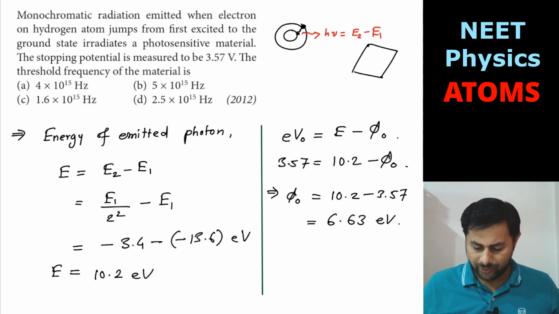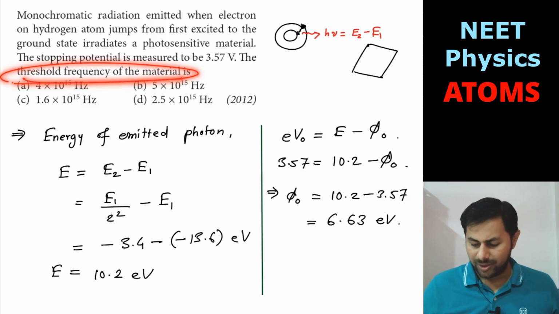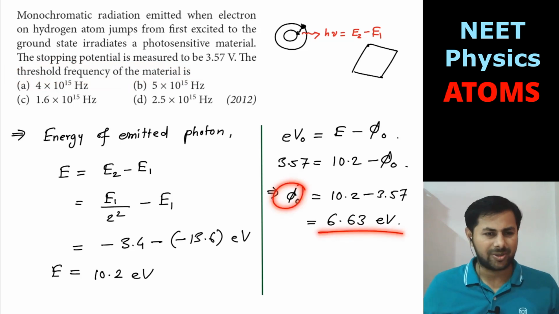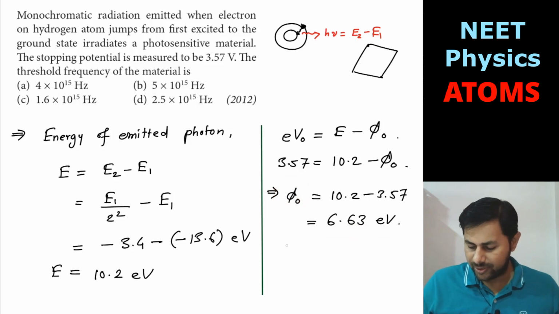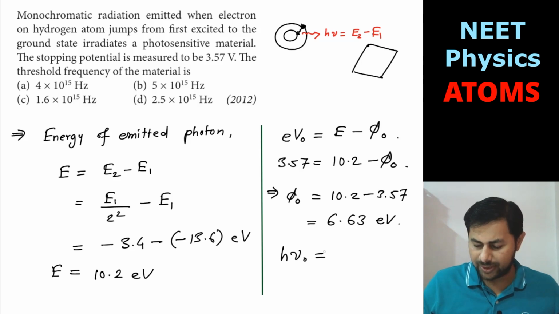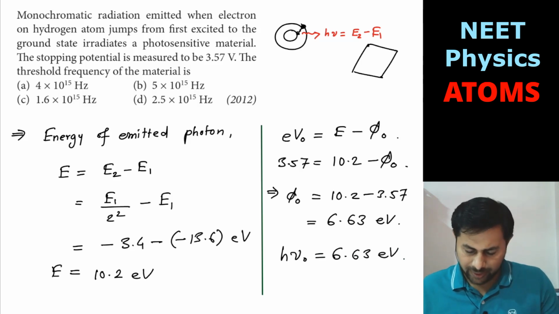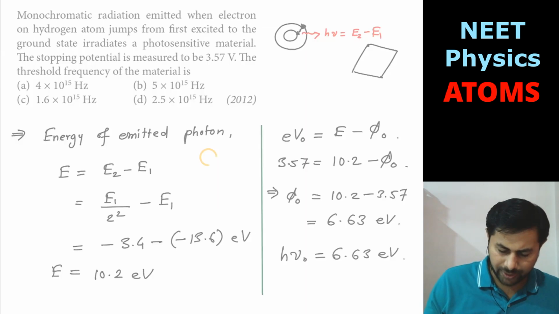So now what you want is the threshold frequency of this material. This work function is in terms of electron volts, and you want the threshold frequency. So you can write h times nu 0 is equal to 6.63 electron volts. Now we need to find out nu naught. Let's find out nu naught.